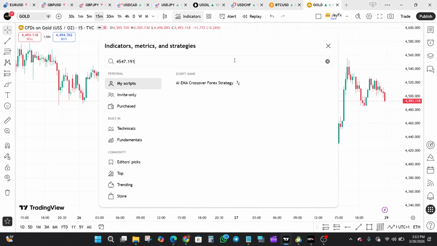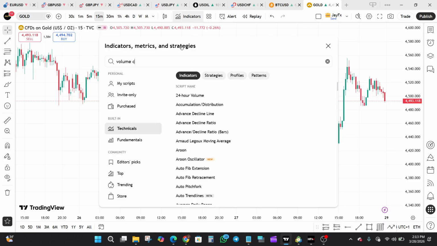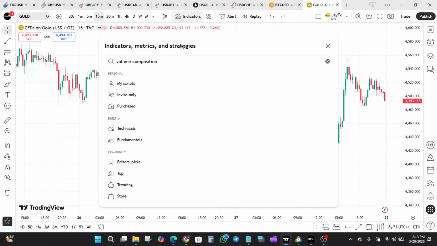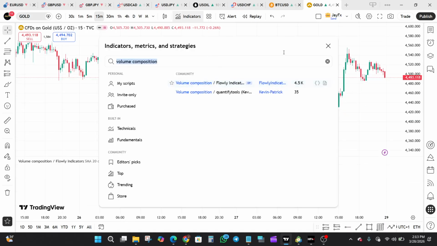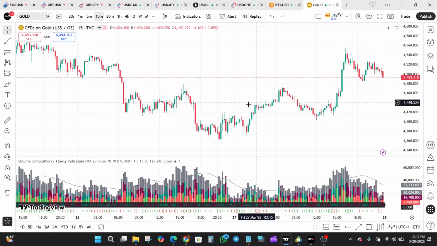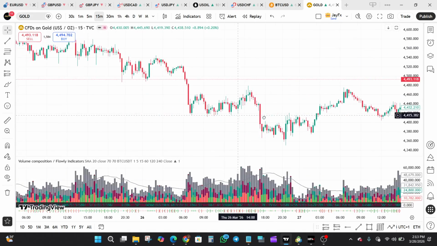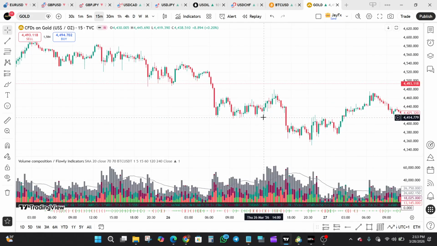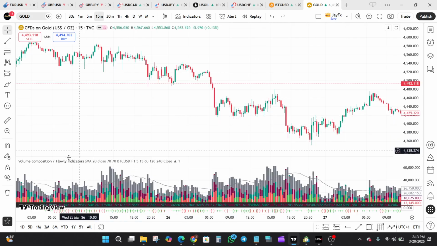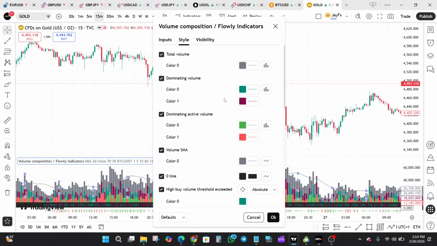Alright, so let us start by adding the indicator to our chart. Okay, the volume composition indicator. Alright, so if you are familiar with volume indicators, you shouldn't find this indicator difficult to use. Okay, and if you are a fan of volume analysis, then you might want to take advantage of this indicator.